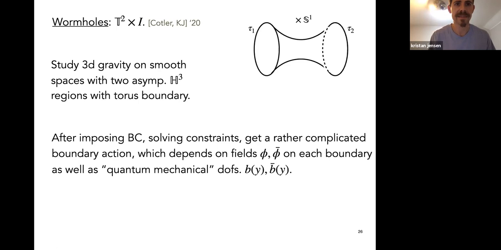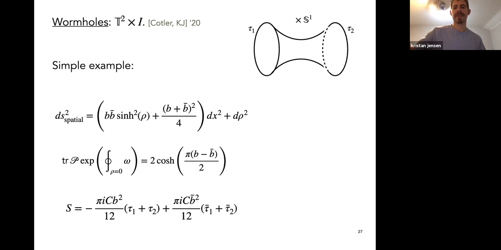A simple example of a configuration that we can get from this is parameterized by phi equals phi bar equals zero for both, and some constant b and b bar. Because we've integrated out time components of gravitational fields, the only thing that we have access to that's left is the spatial metric, which in this case looks like this. This is a bottleneck geometry. If b was equal to b bar, then it would be constant curvature. This would be the constant negative curvature metric on the annulus. But for b not equal to b bar, it's just something else.